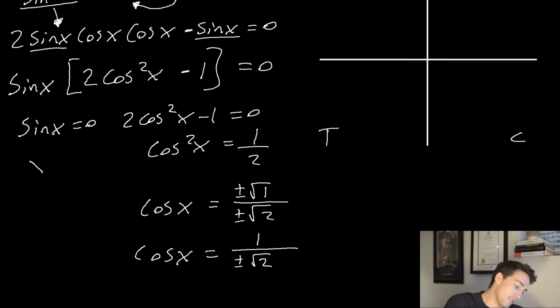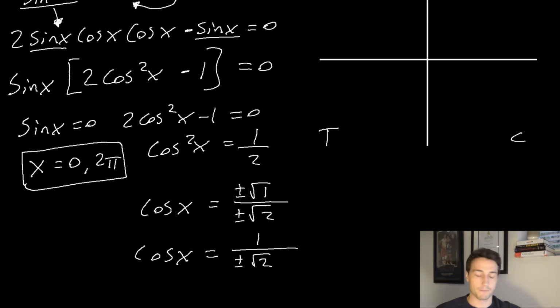We know that sine of x is equal to 0 at 0 and 2 pi, right? It's along this axis here. There is no horizontal or vertical direction on the x-axis. And if we rotate 2 pi, that's going to be back to where we started. So those are two values of x that satisfy this equation.